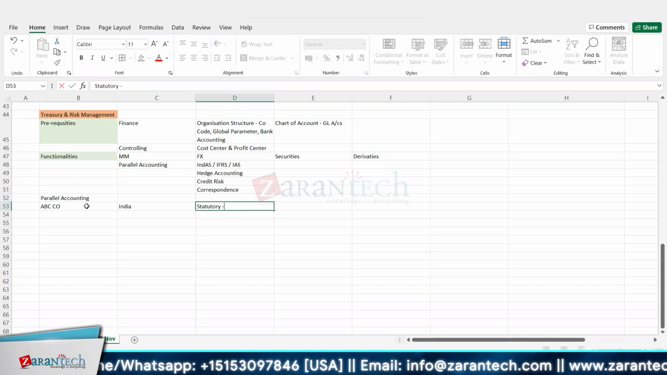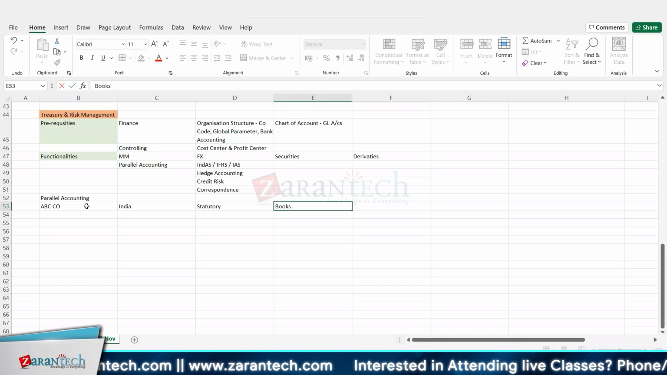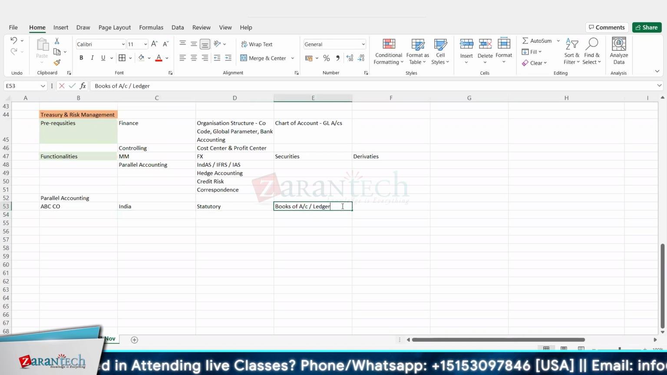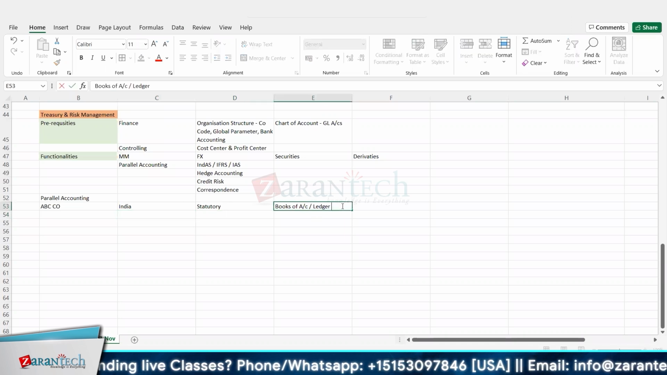it means I need to report my financials as per Indian accounting standards, just to provide the financial statements to my Indian government. And that is called one book of accounts. In SAP you maintain the books of account, which is called the ledger. So in SAP I will have the default ledger, which is called the leading ledger. It will be activated by default.